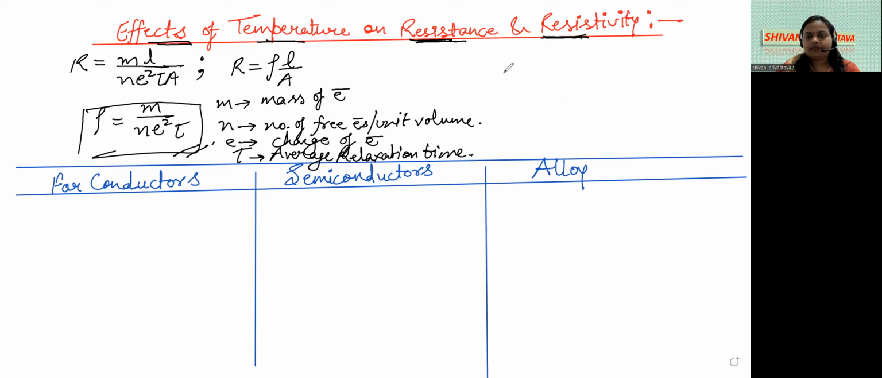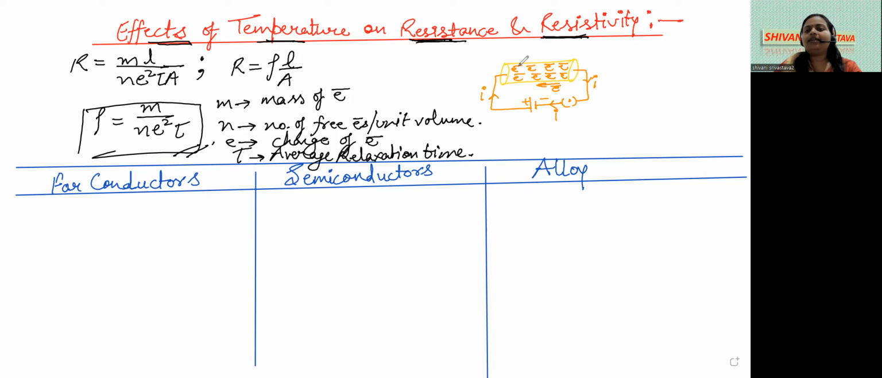Now, what is this average relaxation time? See, if this is a conductor and electrons are inside this conductor, and we apply a potential difference across it, what will happen? These electrons start moving. Electrons will move from the negative to the positive direction. This is the movement of the electrons. But the direction of the current will be from the positive terminal to the negative terminal.